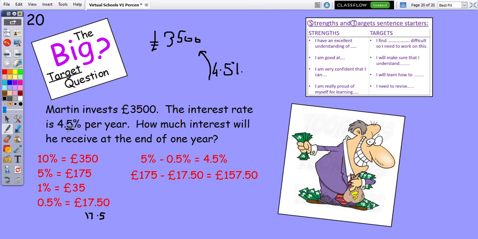So in order to find 4.5%, I did 5% minus 0.5%. 5% is 175. 0.5% is £17.50, and I subtracted them and I got 157.50. Okay, so the bank will pay Martin £157.50 per year to save £3,500. Well done if you got that.